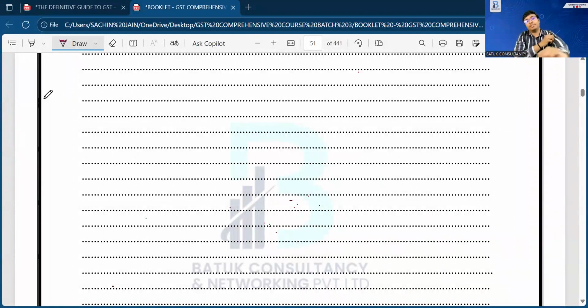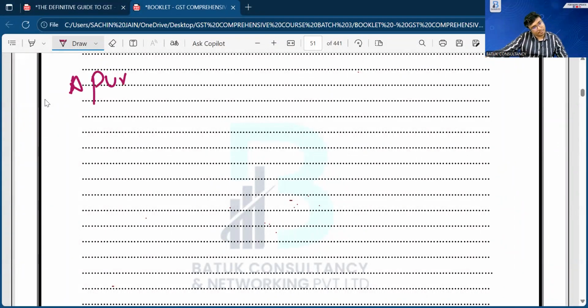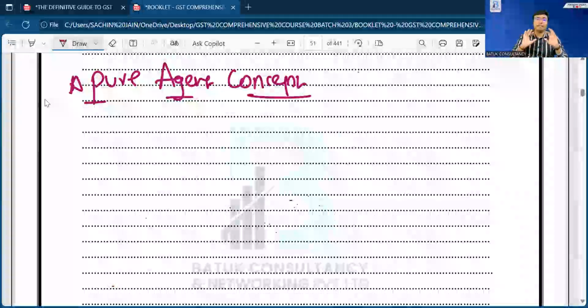Next concept, which is also a very interesting concept. And after that concept, we'll conclude our today's session. Because value of supply is quite technical, I'm going to take the topics very slowly. Pure agent concept. What do you mean by pure agent?